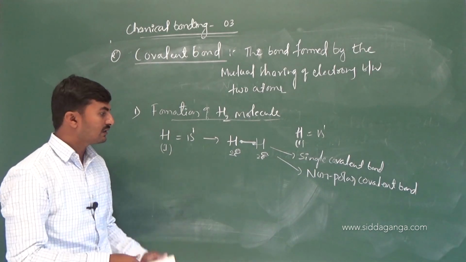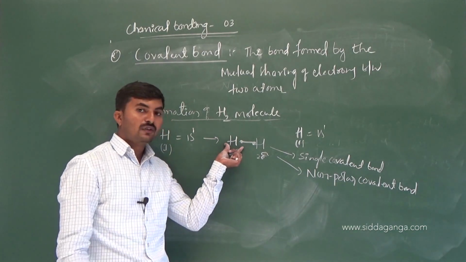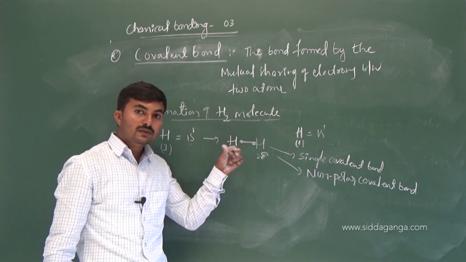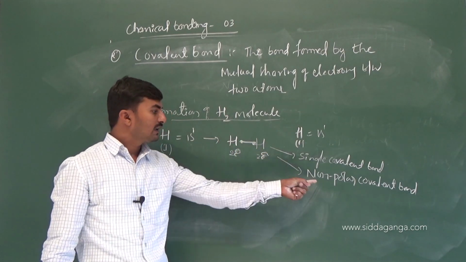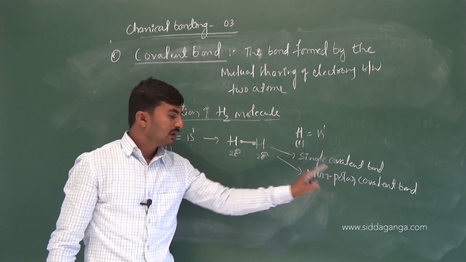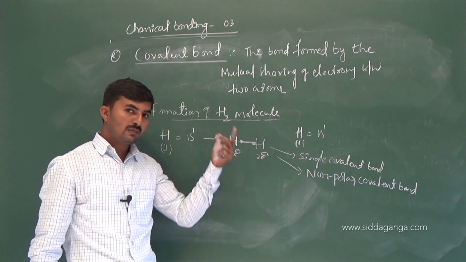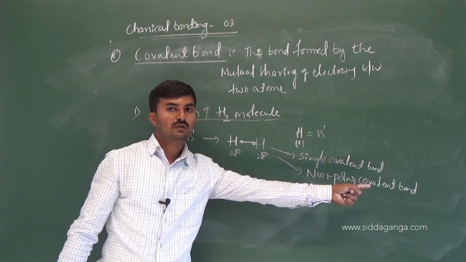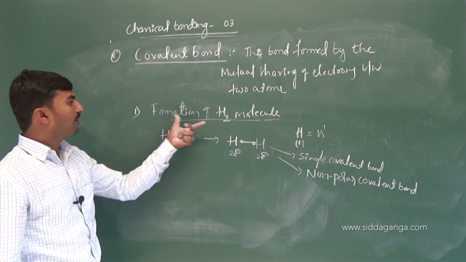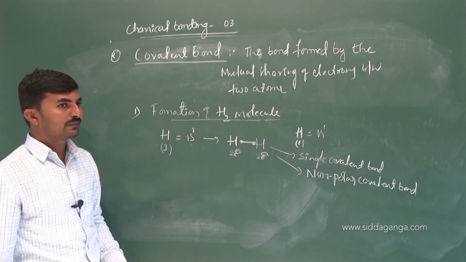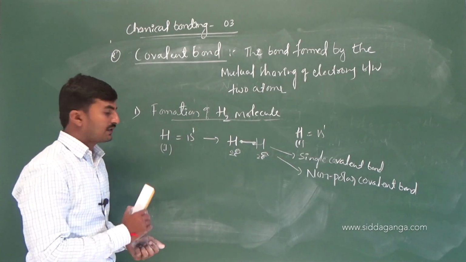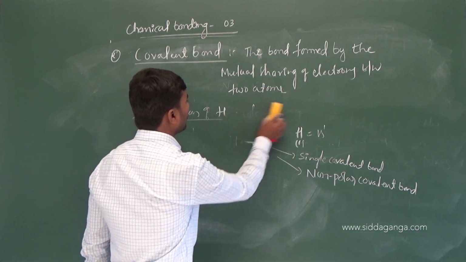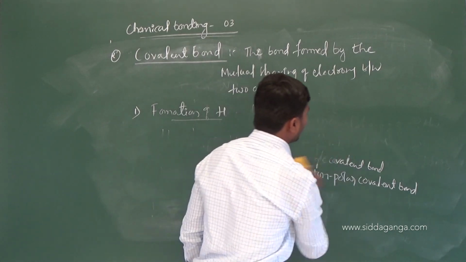The only thing that you must remember is the difference in their electronegativity. If the electronegativity difference is more, then it results in a polar covalent bond. If both have the same electronegativity, the resulting bond is a non-polar covalent bond. Okay, this is regarding the formation of H2 molecule. Is it clear? Next, second one, formation of a hydrogen fluoride molecule.